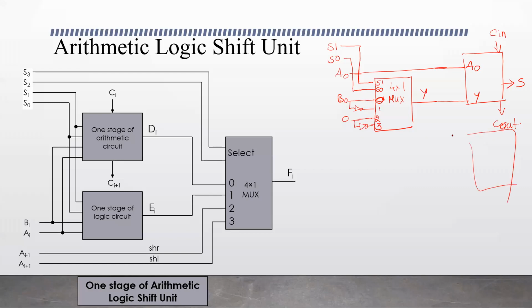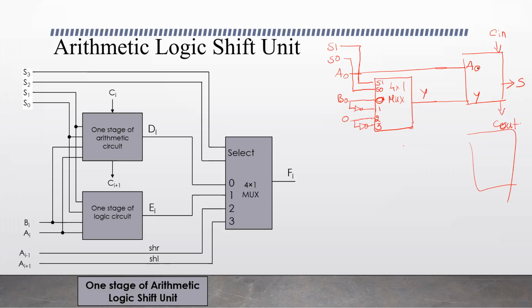So this is one stage of our arithmetic circuit. Here in the ALU circuit, what does this mean? This one stage of the arithmetic circuit is this. Using this, you can imagine the circuit in place of this arithmetic circuit. And here is how the operations are performed.